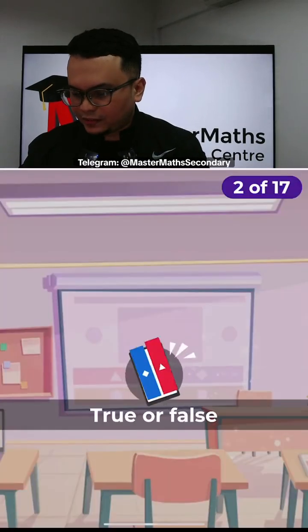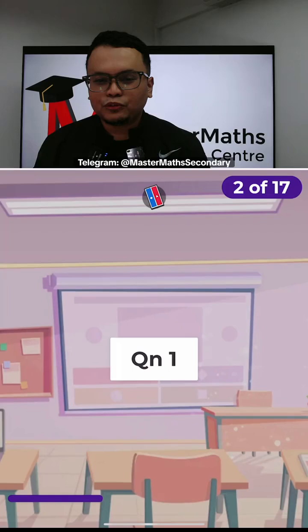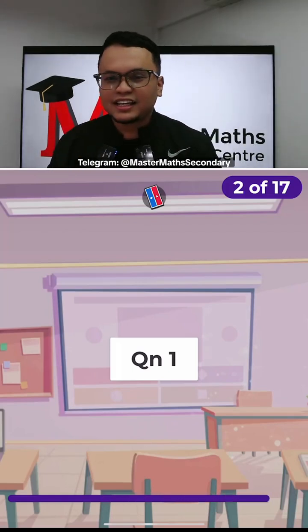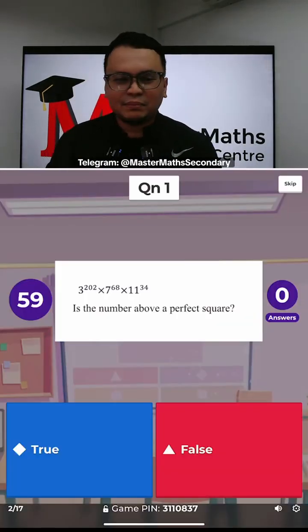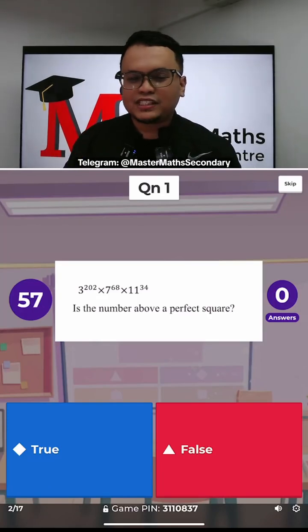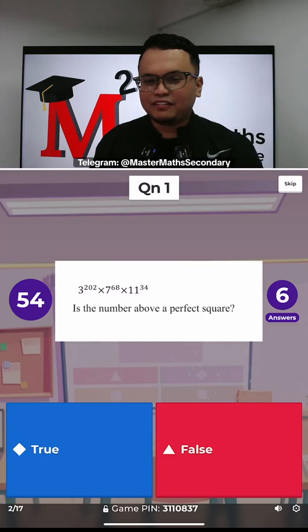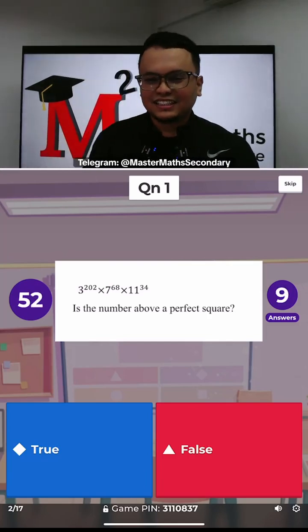Okay, first question, true or false? Now this number here, is this number a perfect square or not? Okay, you guys have 1 minute to answer this.